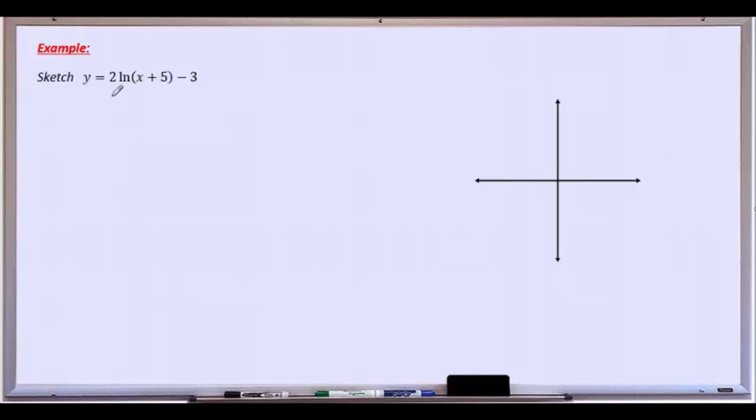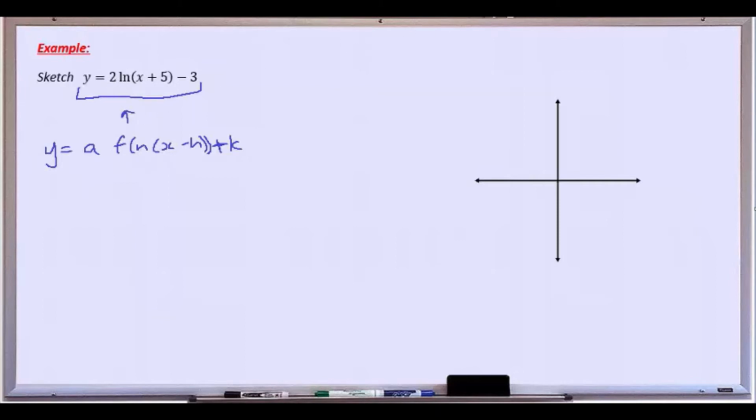We're being asked here to sketch a log graph. Now, what we need to do is, of course, remember our old friend y equals a f n x minus h plus k. And if you're not sick of seeing that, then I hate to say it, but there's something wrong with you. Anyway, let's have a look at this.